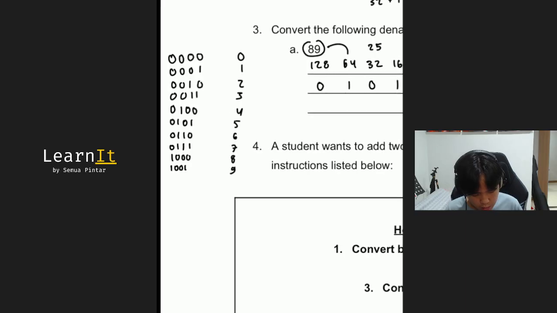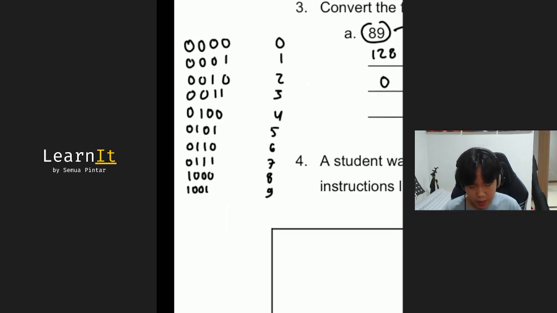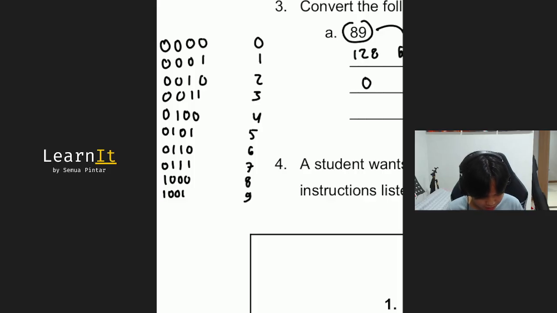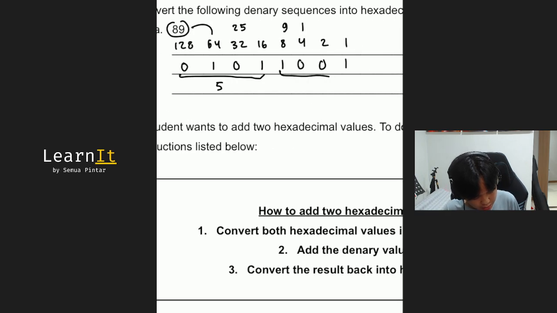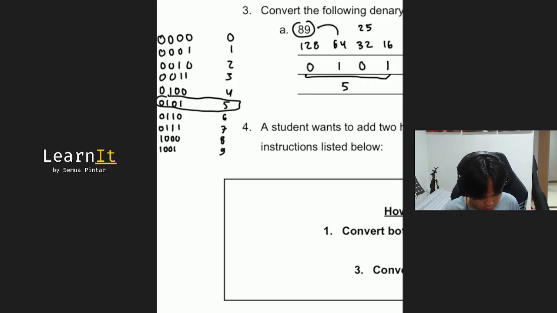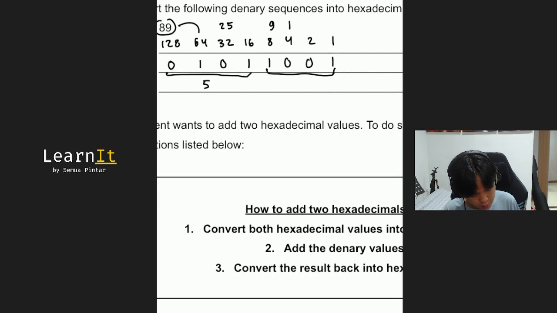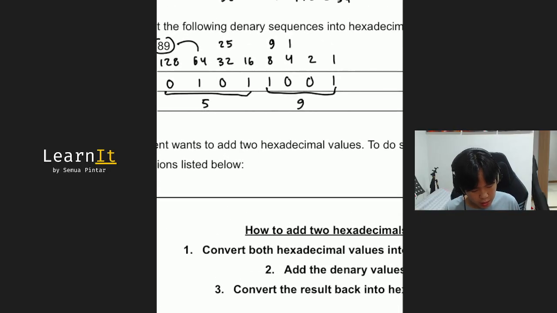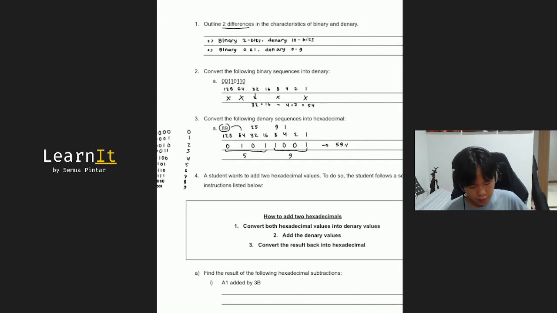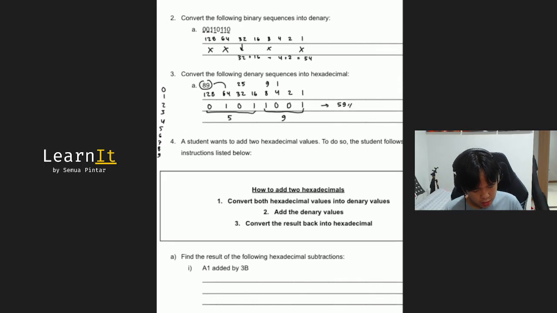Starts from 0, 0, 0. Okay, here we go. This is the table, which ironically gets smaller the further it goes down, but it's fine. So we have 0, 1, 0, 1 here. So we look at 0, 1, 0, 1, and that's here. So it's a 5. So this is 5, and this 1, 0, 0, 1 is this one, which is a 9. So we put 9 here. So therefore, 89 into hexadecimal is 59. That's our answer. Okay, after we're done with that, let's move on to the next question.